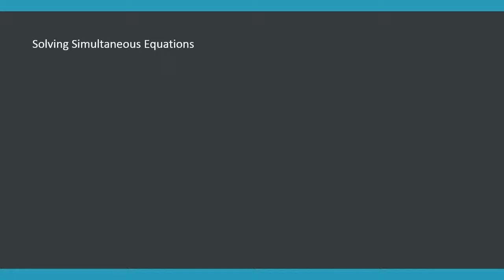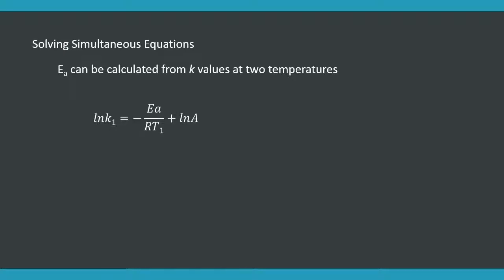The last part of 16.2 is solving simultaneous equations. EA can be calculated from the k values at 2 different temperatures. So you can run one reaction at 2 different temperatures, and this is so much easier than reading a graph. If we have ln of k1, we've seen this equals negative EA over RT1 plus ln A. Then we do the same thing for reaction number 2 at temperature number 2.